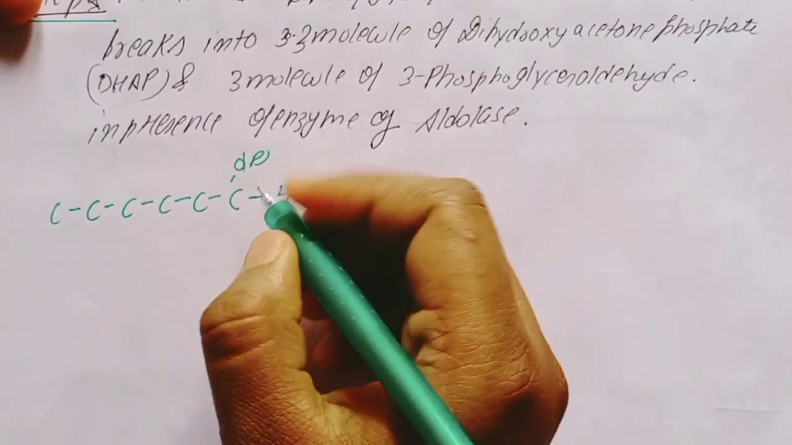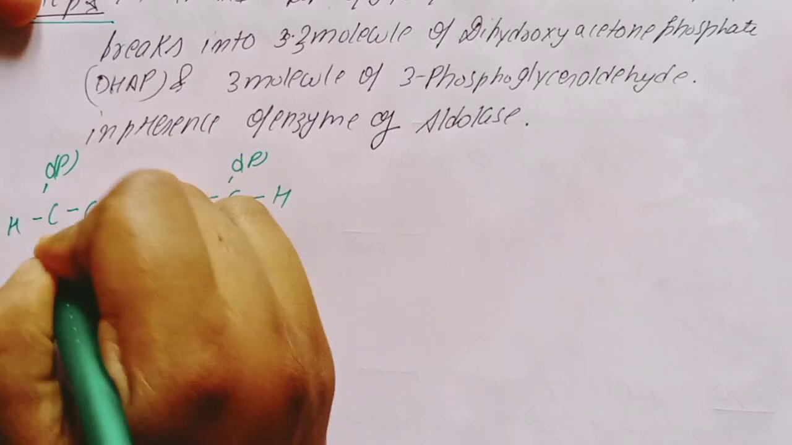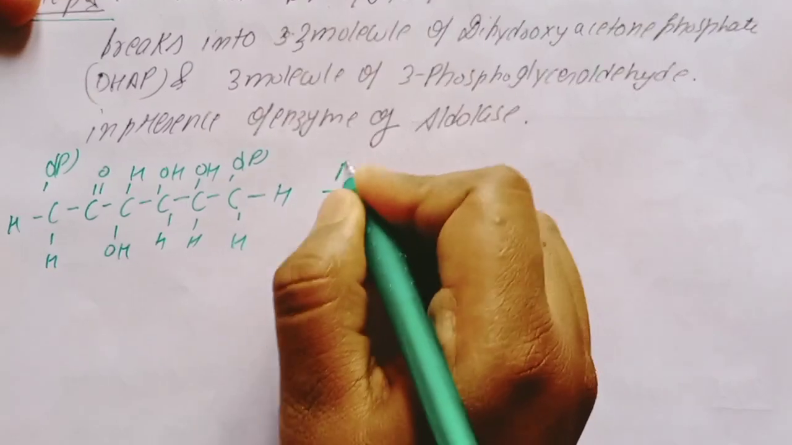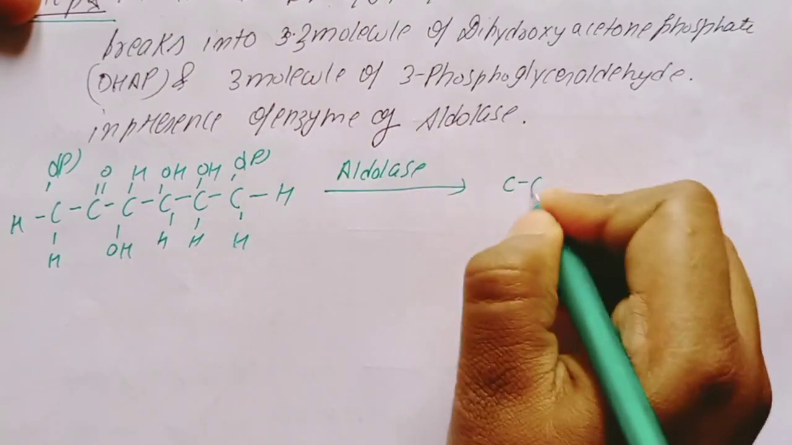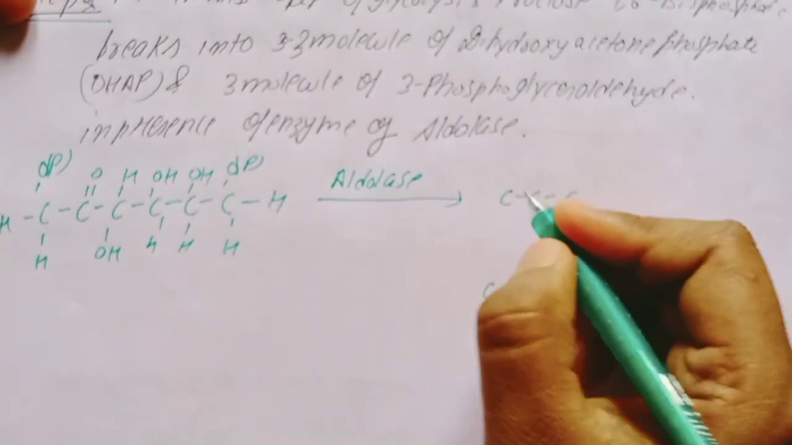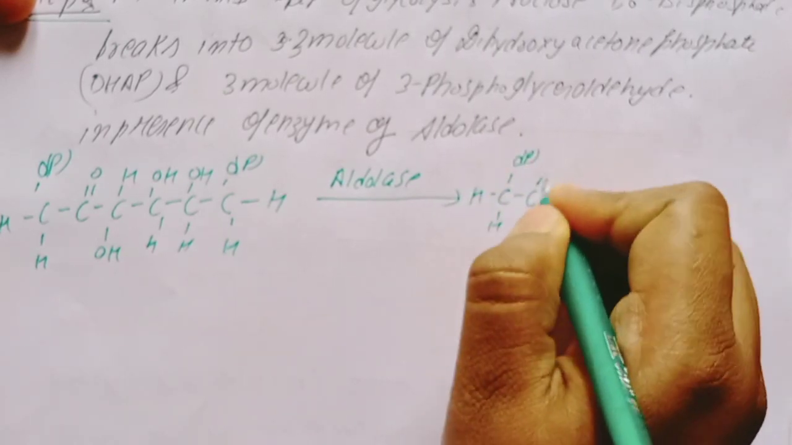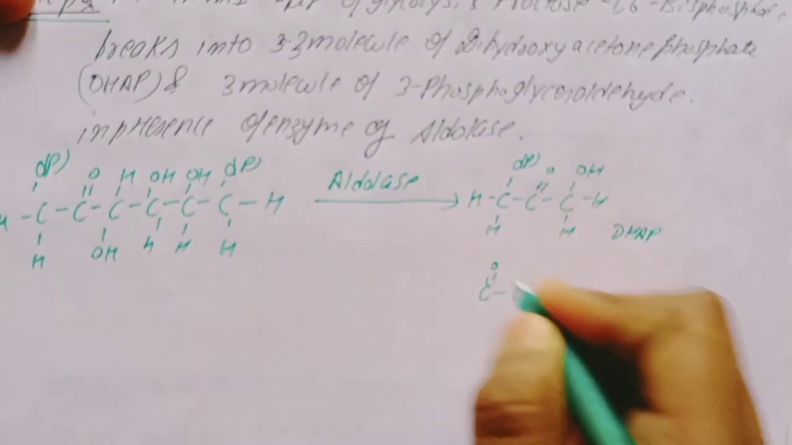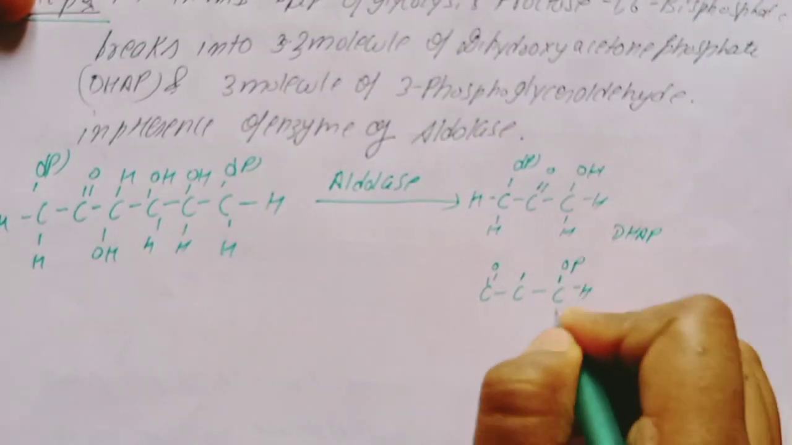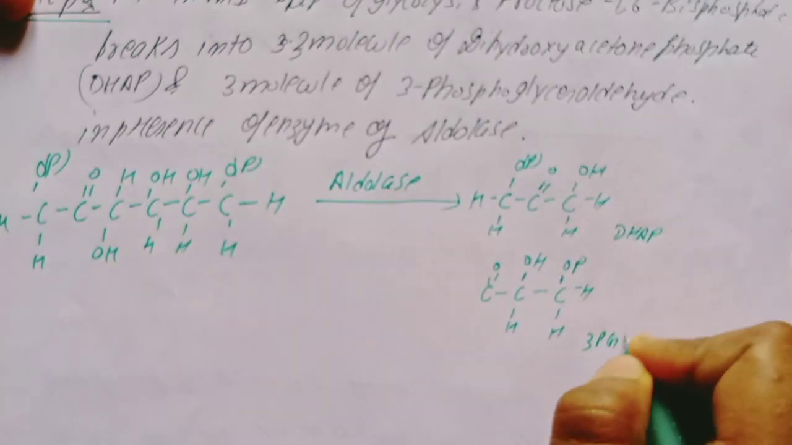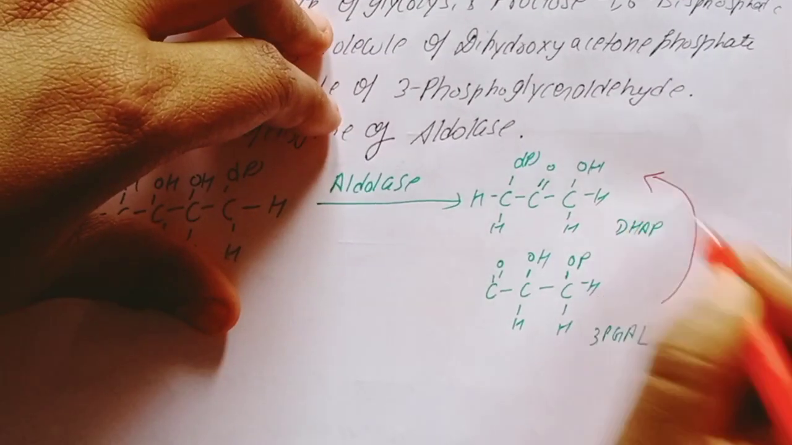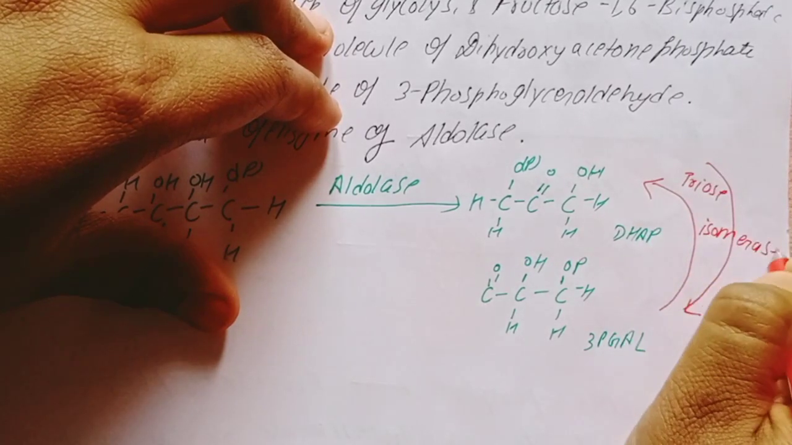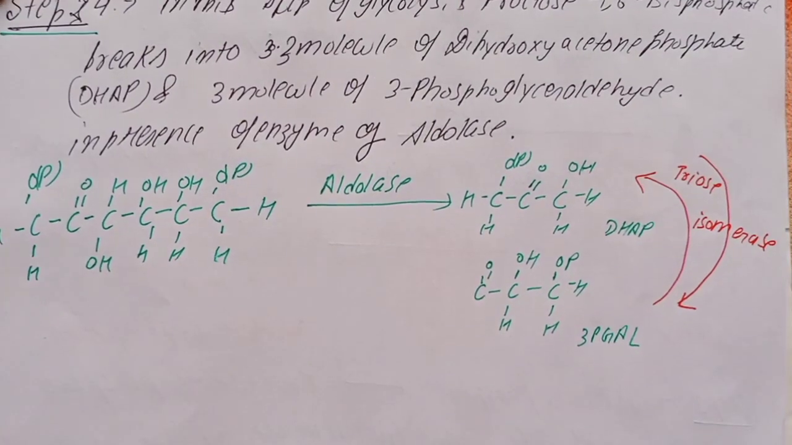Here occurs the isomerization. How? Only one of the two triose phosphates formed by the aldolase, glyceraldehyde 3 phosphate, can be directly degraded in the subsequent reaction steps of glycolysis. However, the other product, which is dihydroxyacetone phosphate, is rapidly and reversibly converted into glyceraldehyde 3 phosphate by the enzyme triose phosphate isomerase.